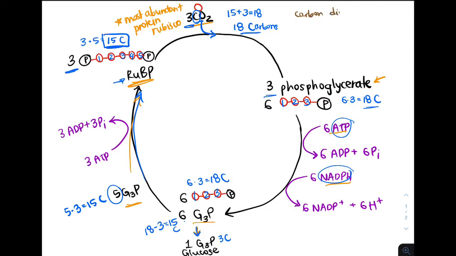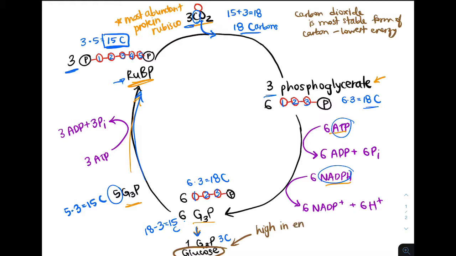Well, carbon dioxide is the most stable form of carbon. That means that it has the least amount of energy. We will create glucose from carbon dioxide. Glucose is high in energy. That is why our body can use it to do work. Now, in order to go from low energy to high energy molecules, we must input energy from somewhere. So where does this energy come from?